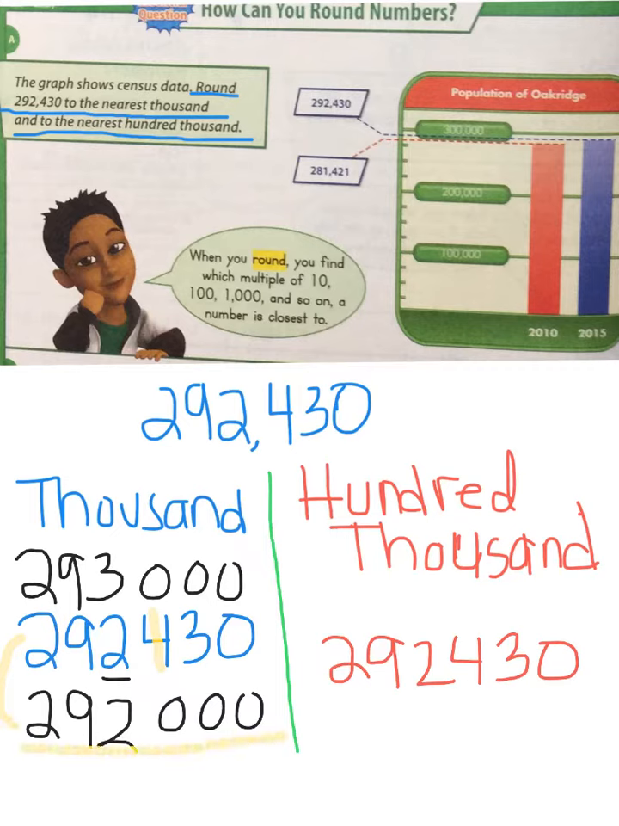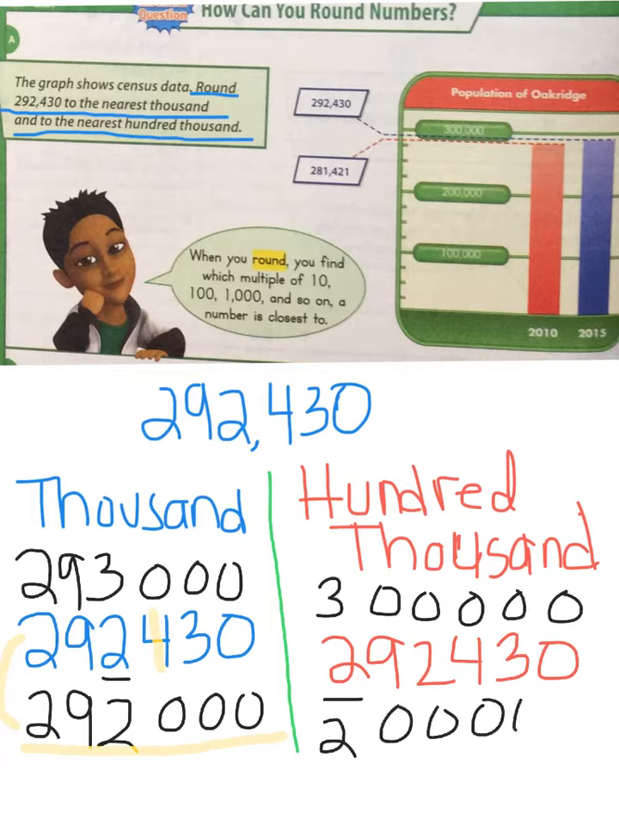292,000. Now we are going to do the same thing with the 100,000s place. Since there is a 2 in the 100,000s place, that will be our target digit. One more than 2 would be a 3, and if we were rounding down, it would stay a 2. The rest of the numbers after our target digit we are going to make into zeros. So we are either rounding up to 300,000 or we're rounding down to 200,000.